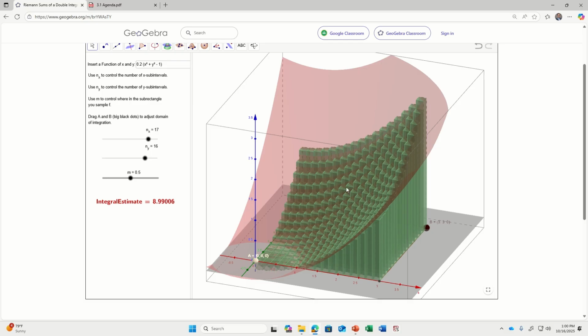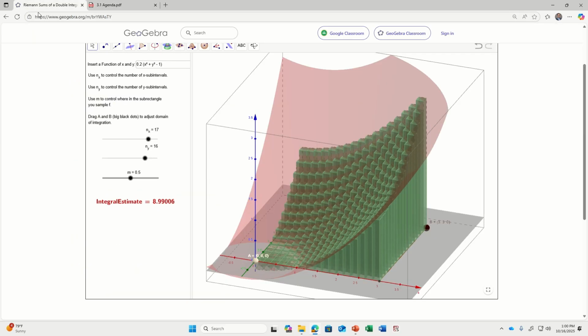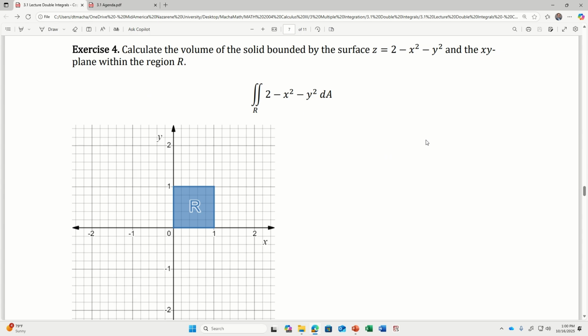If I ask to find the volume of a solid, then we're really just taking a double integral. So I could ask you, calculate the volume of the solid bounded by the surface and the xy plane inside the region R. So does that mean that the circle we did was actually a sphere? No.